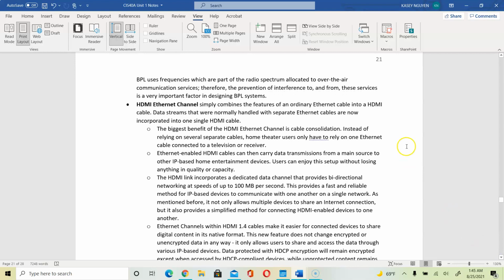Then it goes into HDMI Ethernet channel. So that's a combination of the Ethernet cable into the HDMI, and that allows some transmission there.